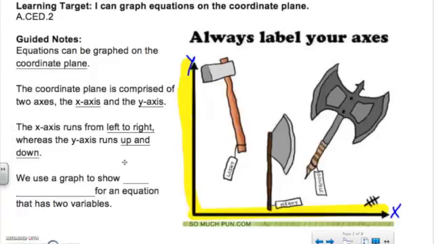Now, we use a graph to show all possible solutions for an equation that has two variables. When you have an equation that has two variables, there can be an endless possibility of different solutions that would make your equation true. It would be tough to write out every single one. In fact, it would be almost impossible. So what we do is we draw this line, and that line represents every possible solution that would make an equation true. When you look at the line, whatever ordered pair you picked from that line would make your equation true.